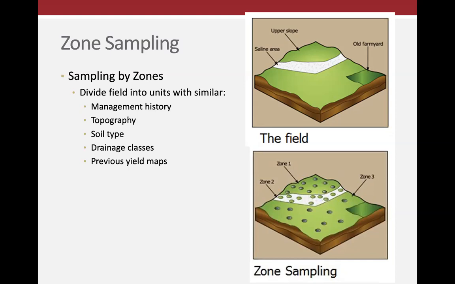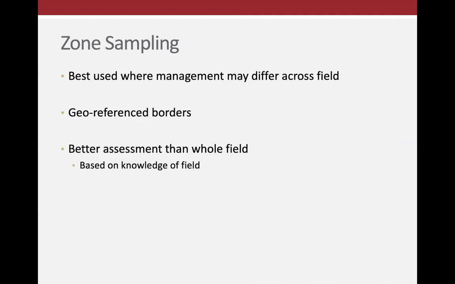So that's zone sampling. It's best used when management may differ across the field. We still need georeferenced borders or zones. We have to essentially say, well, it's in this part of the field, or zone 1 stops here and zone 2 starts here. It's a better assessment than a whole field, based on the knowledge that you might have.